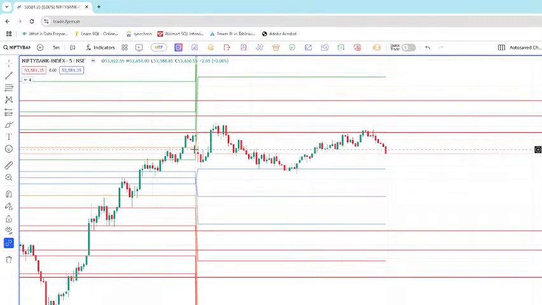Instead of taking the trade in the first candle, you should have waited for the right trade to appear either at a CPR or here. If this candle would have gone from here till here, then you should have waited for a magnet trade, CPR magnet trade. Okay, that has happened.